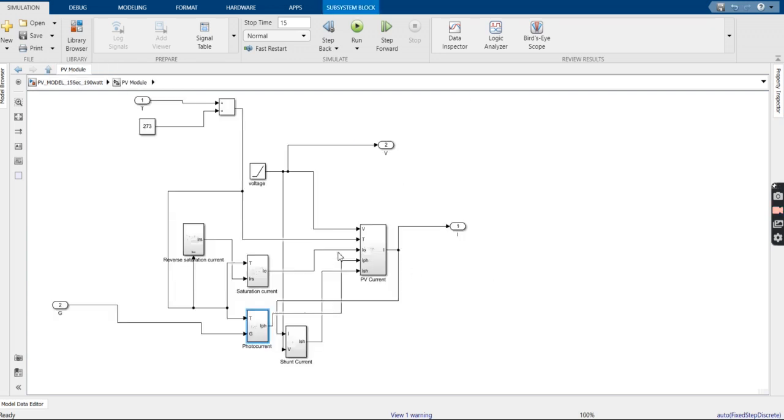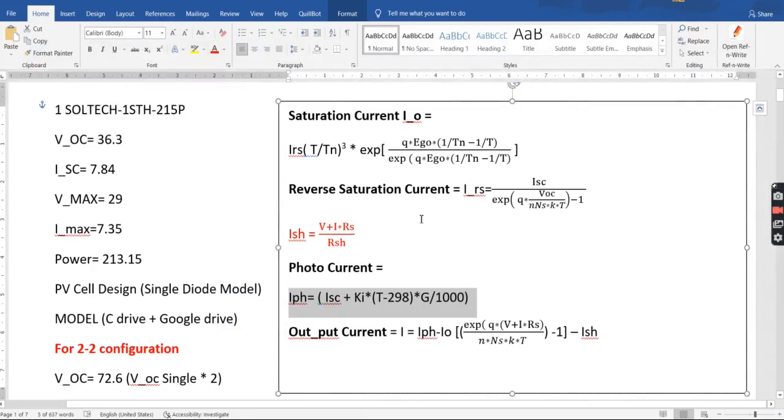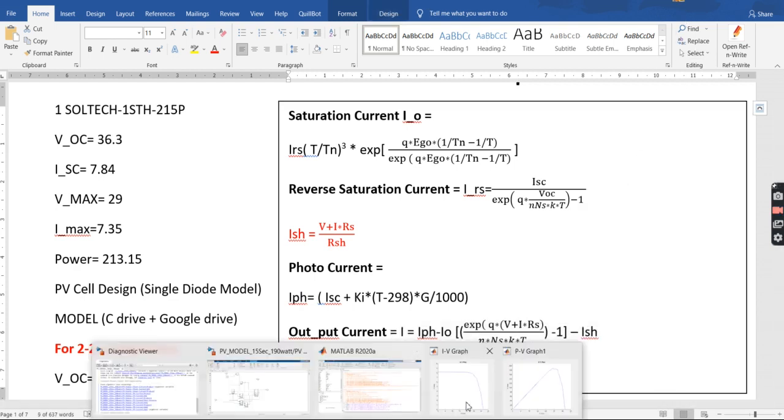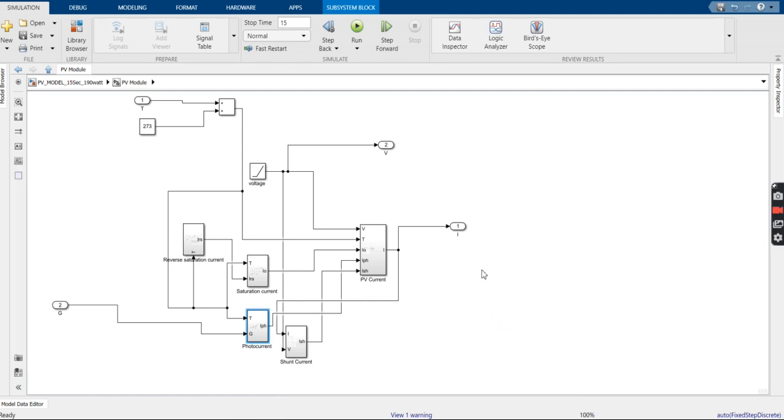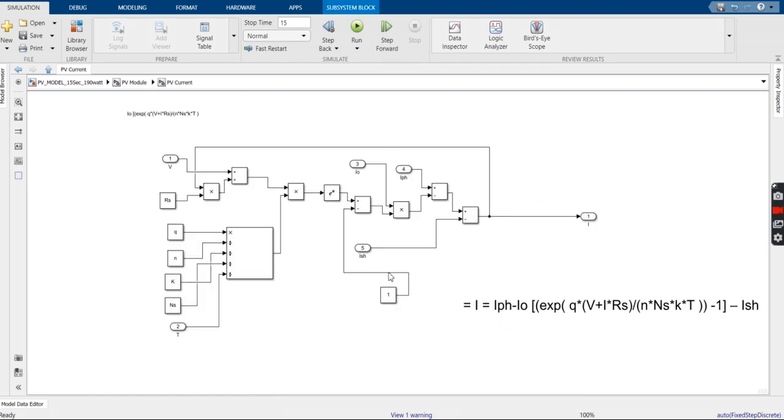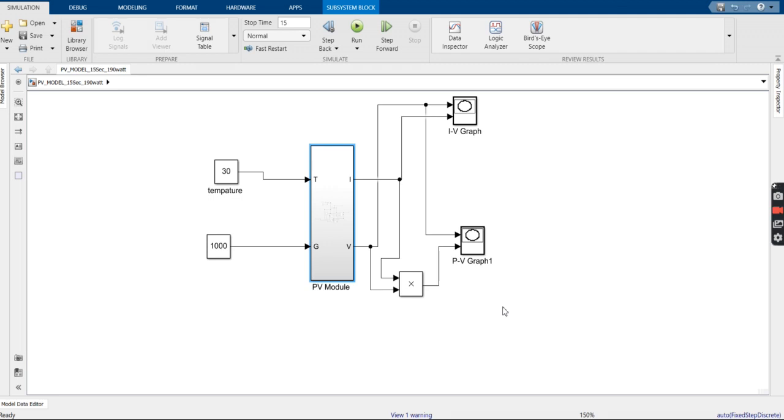Similarly, all the parameters have been calculated using these four equations: the reverse saturation, the saturation, IPH, and the total I is calculated by this equation. Similarly, for the last value, this is a combination of IPH minus I naught. The mathematical equation has been designed using these equations, and now we are going to check how it works.